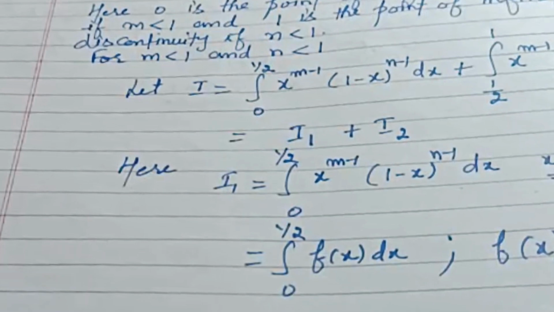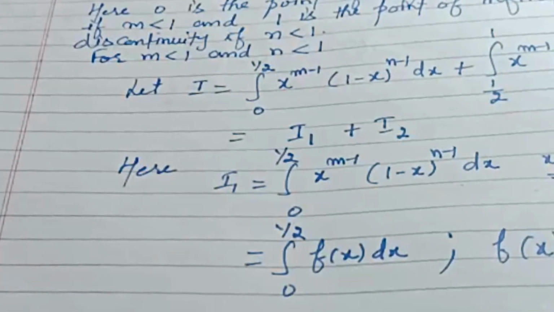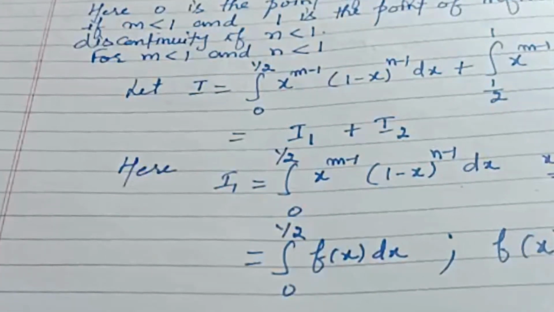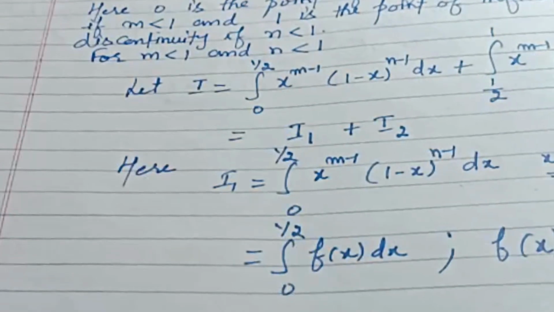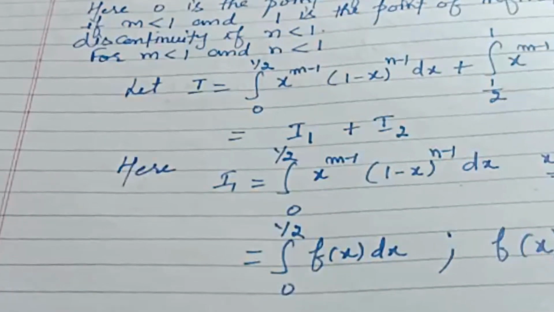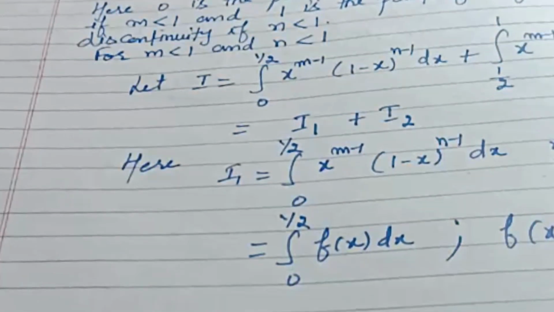You have to keep in mind one thing: we take the x to the power m minus 1 term in the denominator, or the (1 minus x) to the power n minus 1 term in the denominator. If x equal to 0 is the point of infinite discontinuity, we take this term in the denominator, and when we discuss the second case, 1 by 2 to 1, we take this (1 minus x) to the power n minus 1 in the denominator, due to the points of infinite discontinuity. So this is the main key to solve this problem.